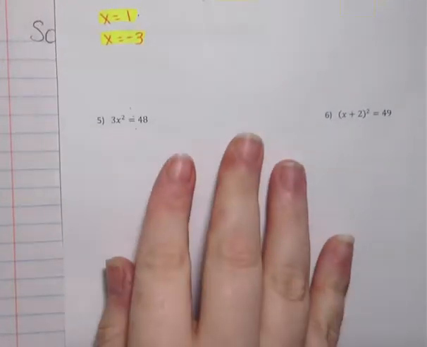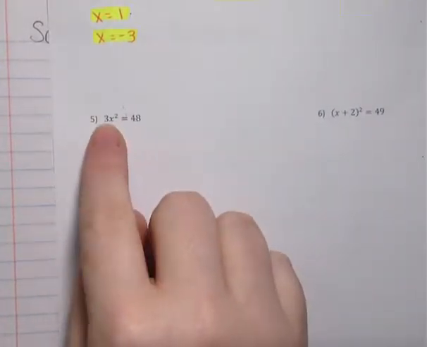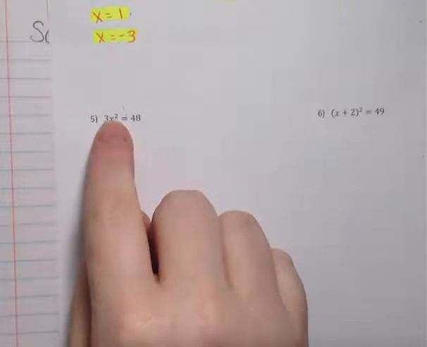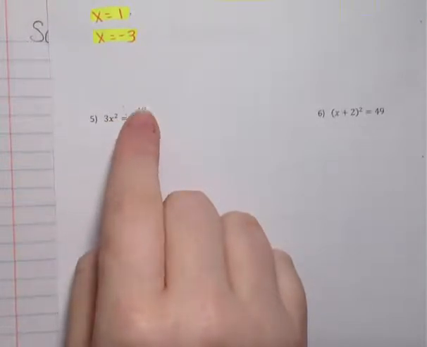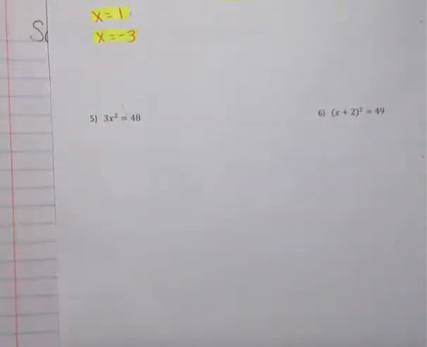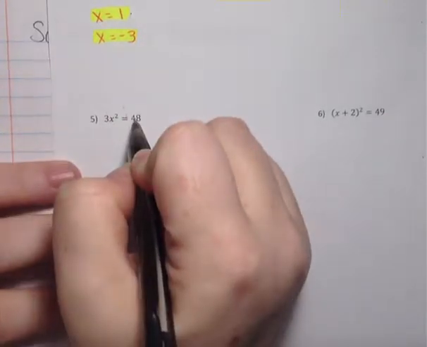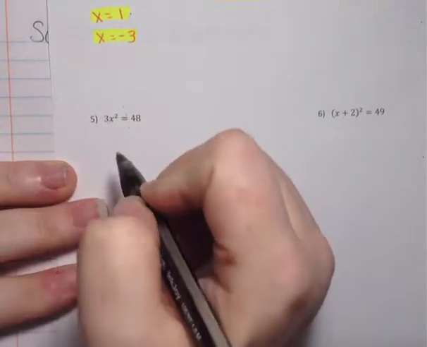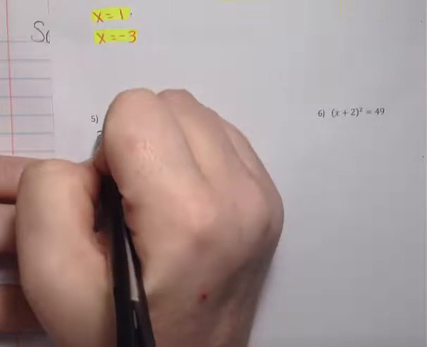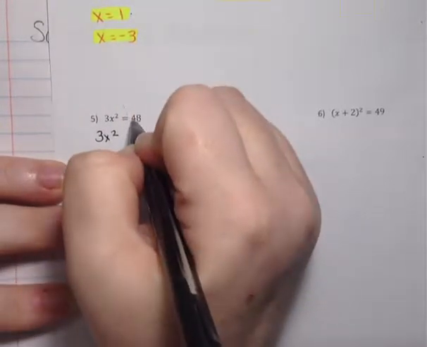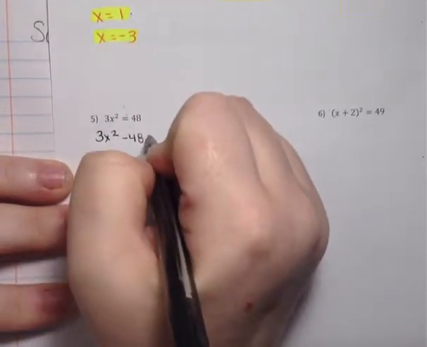On this next example, we again need to make sure this is in standard form. We have a 3x squared equals a 48. It needs to be equal to 0 to be in standard form. So we have to move this 48 to the other side because we have a positive x squared. We keep our positive 3x squared, but then we subtract the 48, set it equal to 0.